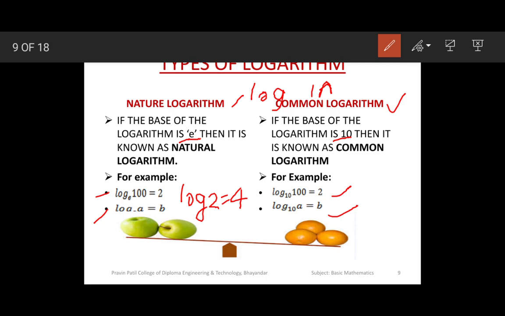So if you are calculating log 100 to the base e, then you have to use the ln key. Clear? For natural log, you have to use the ln key. If you are calculating log 100 to the base 10, then you have to use the log key. Clear? Is it clear? Okay.